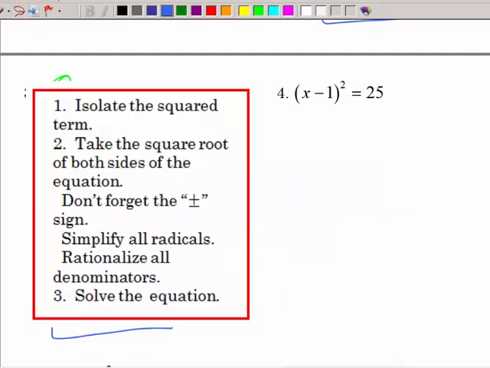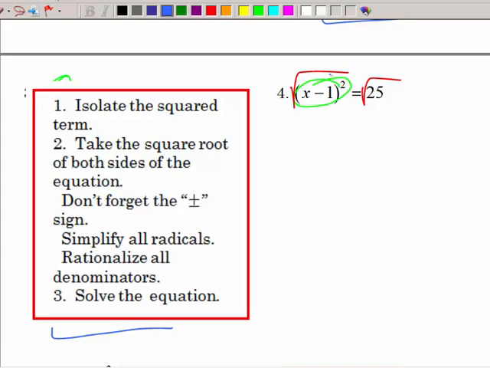Now looking at this fourth example, now we have a binomial squared. Yes, you could FOIL that out and collect like terms, but then you could not use the extraction of roots method. I guarantee you this will be faster. So we have something squared, which is all of that, and it's already isolated. It's already by itself. There's no coefficients, there's nothing added or subtracted. So we can just take the square root of both sides.